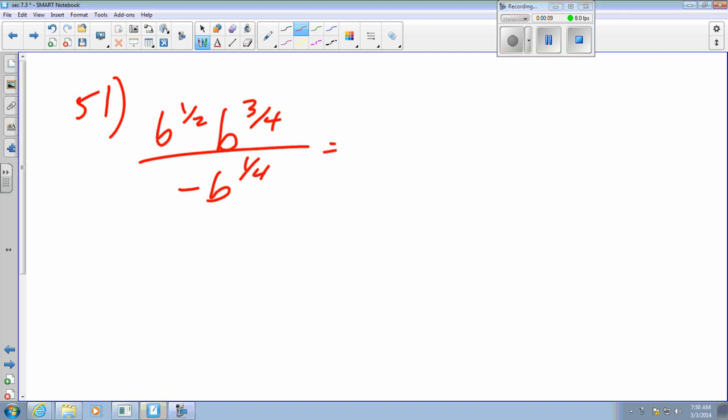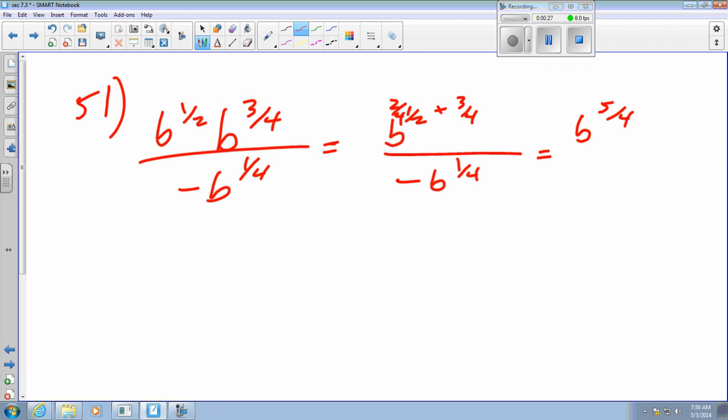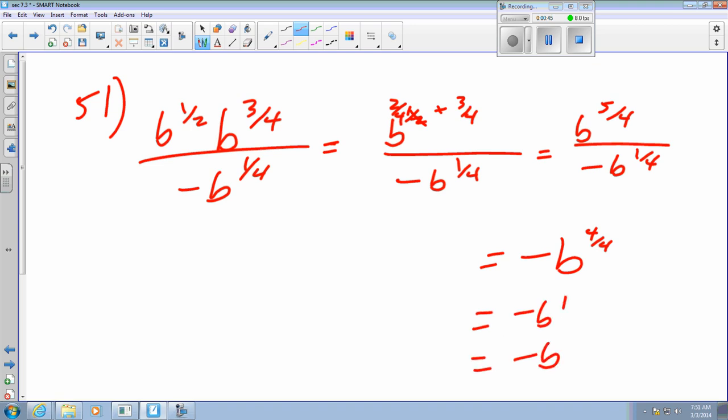The first thing we're going to do is simplify our numerator. When we multiply, we add the exponents, so 1/2 plus 3/4 power over negative b to the 1/4 power. 1/2 plus 3/4 gives me 5/4 power, because 1/2 is the same as 2/4. And then when I divide, I subtract the exponents. So I'm going to have b divided by negative b. It's going to be negative b to the 4/4 power, which is the same as 1. So negative b to the first power, which is just negative b.